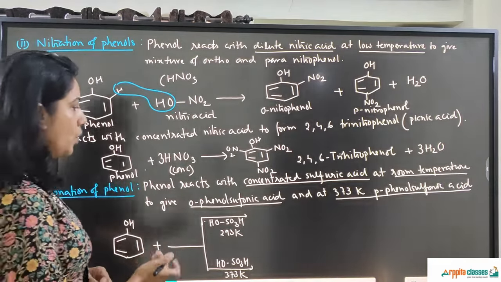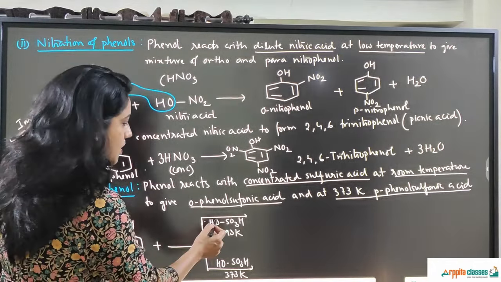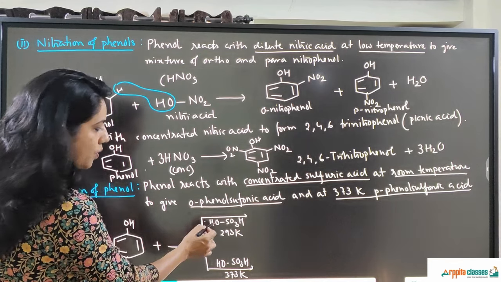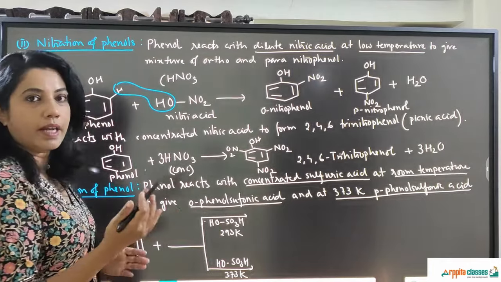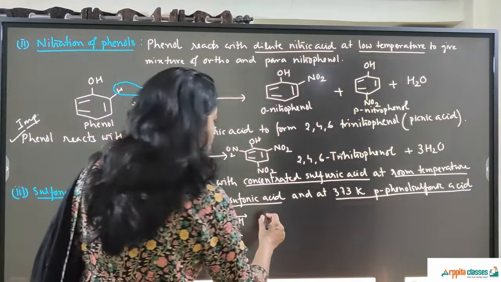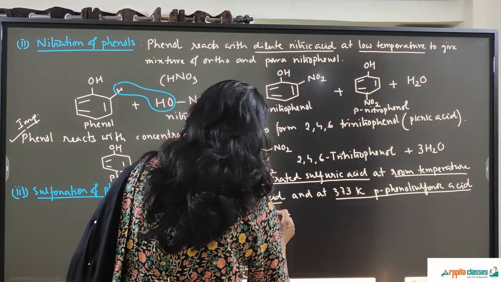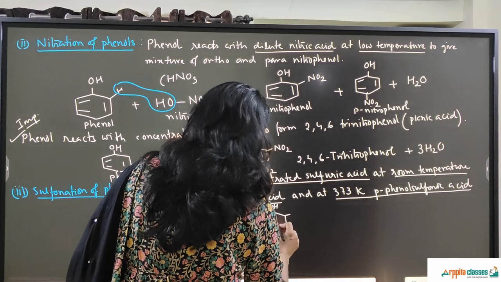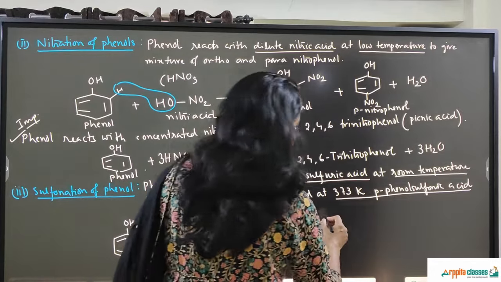Once the temperature is low, this is my sulfuric acid, H2SO4. You can see we have just written it this way because we want to show that OH and H from here, water is coming out, and the SO3H group will get attached. So when the temperature is low, 293 Kelvin, almost room temperature, then we get ortho-phenol sulfonic acid. So this is my phenol, and here the sulfonic acid group, that is the SO3H group, gets attached to the ortho position.